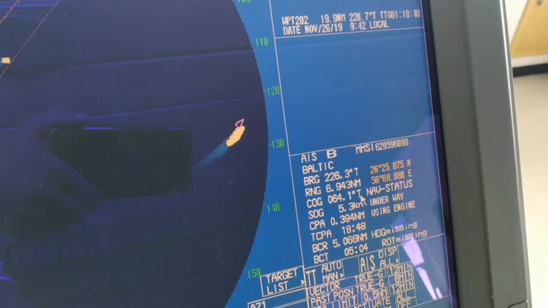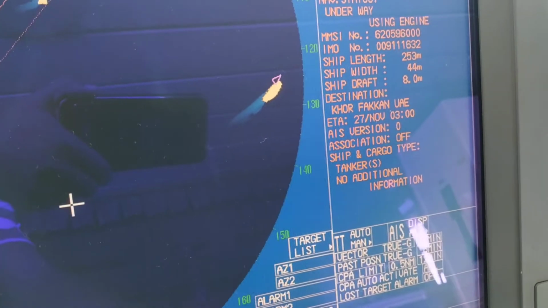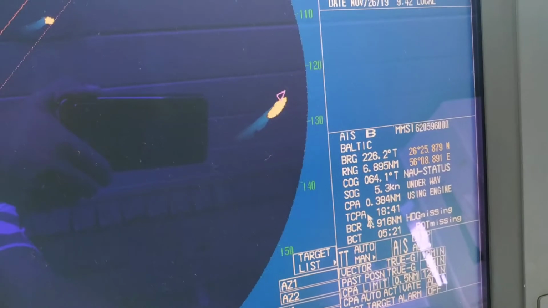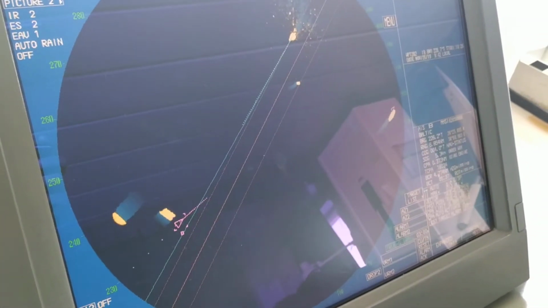As in this case you can see that the CPA is 0.384, while the bow crossing range is 4.9. So to understand this, first we have to make one thing very clear.